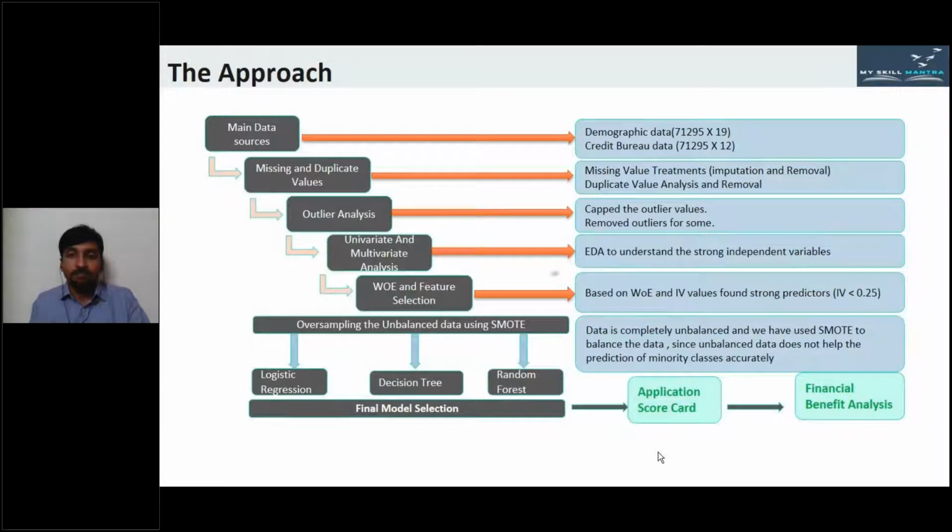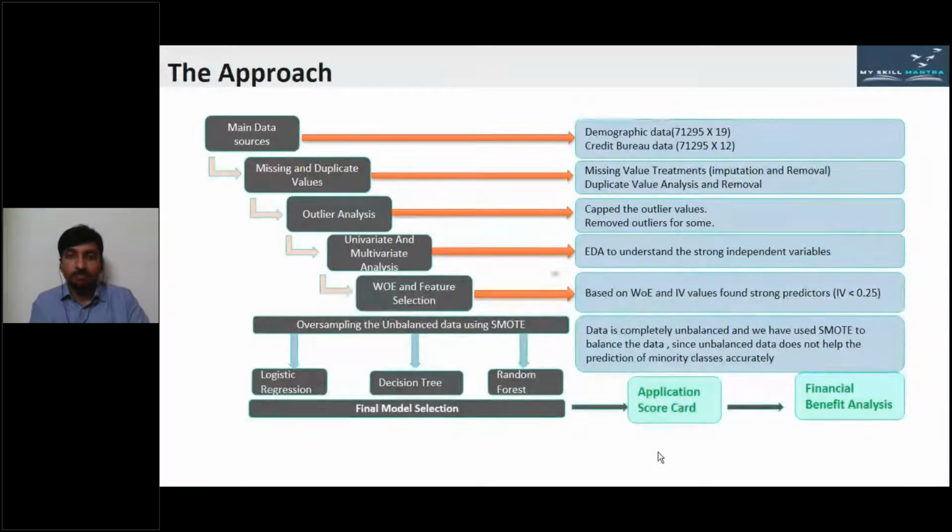Okay, so this is the bird's eye view of the approach. When I say bird's eye view, what do I mean? You can easily look at the high level picture over here and see what steps are being taken. We initially start with the two data sets, ideally the demographic data and the credit history data.